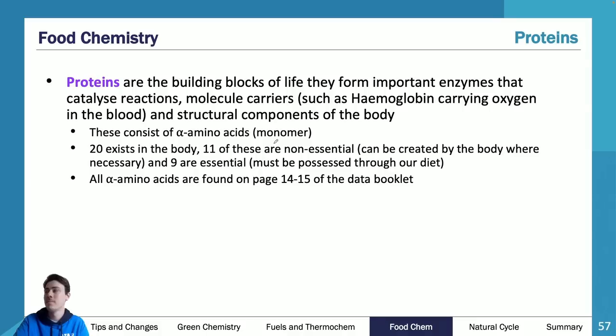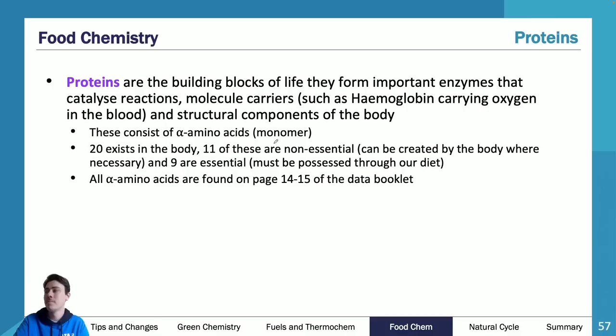Again, alpha, we use them in the body. These are the monomers. 20 exist in the body. 11 of these are non-essential, so they can be created by the body when we need, and 9 are essential, so we must possess these in our diet. They're in lots of things, but we must eat them in our diet. All alpha amino acids are found on page 14, 15 of the data booklet.